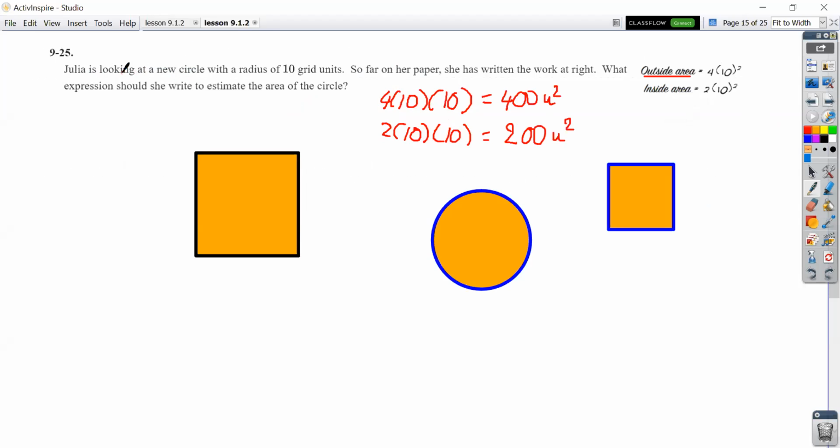Let's look over problem 9-25. Julia is looking at a new circle, so the radius is equal to 10. So far this is what she has on her paper.